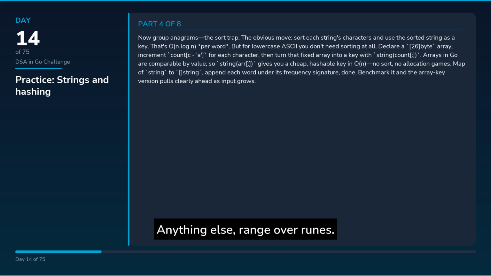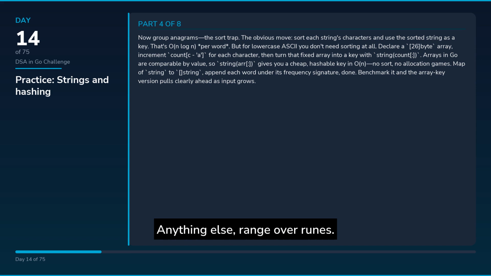Now group anagrams, the sort trap. The obvious move: sort each string's characters and use the sorted string as a key. That's O(n log n) per word. But for lowercase ASCII, you don't need sorting at all. Declare a 26-byte array, increment count[c] for each character, then turn that fixed array into a key with string(count[:]). Arrays in Go are comparable by value, so string(arr[:]) gives you a cheap, hashable key in O(n), no sort, no allocation games.